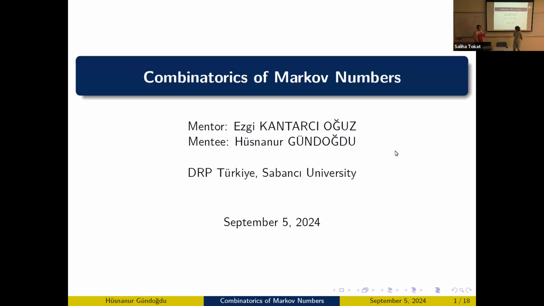They are connected to cluster algebras and rational approximations, and there's some very cool combinatorics involved. And there's time to talk some about that cool combinatorics. About Markov numbers, and today I will talk about combinatorics of Markov numbers.